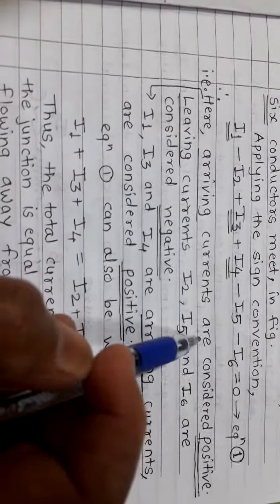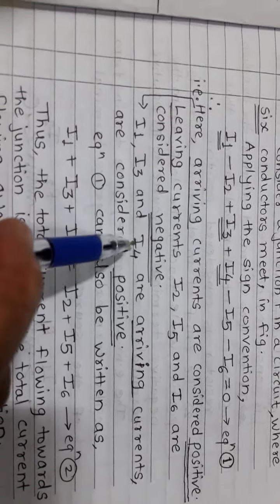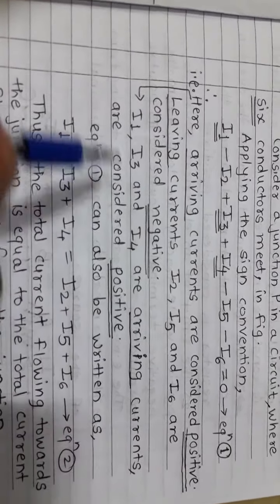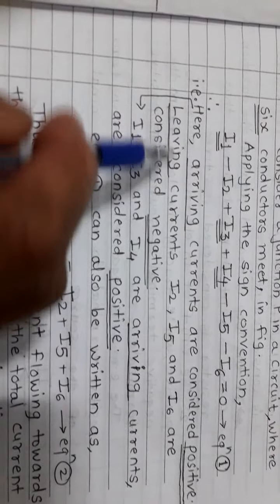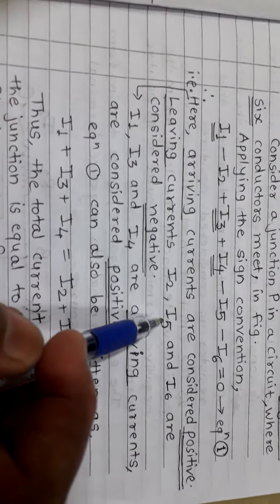Equation number 1. Here arriving currents are considered as positive, that is I1, I3 and I4 are arriving currents and are considered as positive. See here leaving currents I2, I5 and I6 are considered negative.